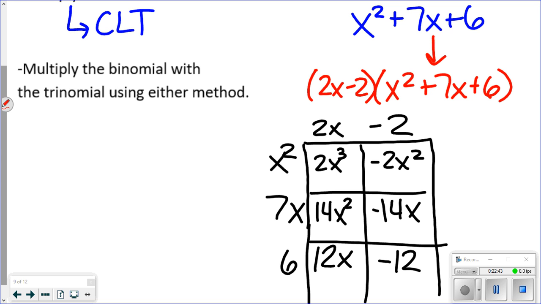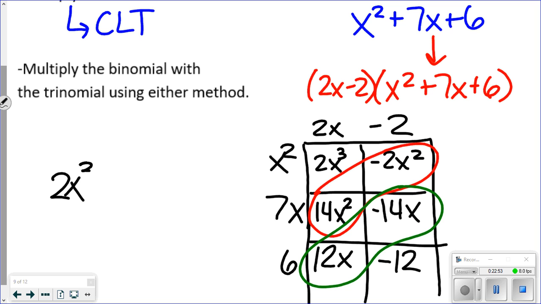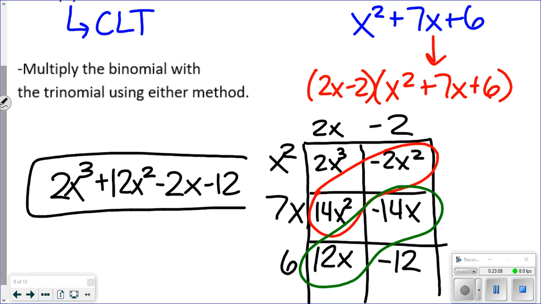And then remember we have our like terms here on our diagonals. So I'm going to leave the 2x cubed. 14 minus 2 is 12. Negative 14 plus 12, or 12 minus 14, is negative 2. And then the negative 12 comes at the end. And there's my final answer.